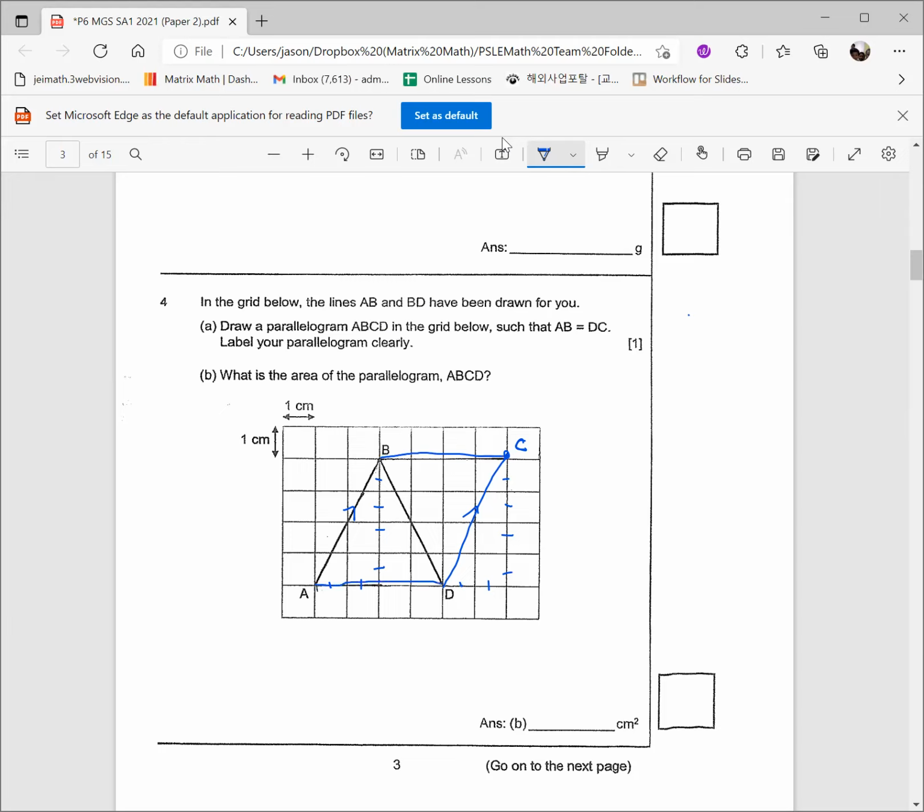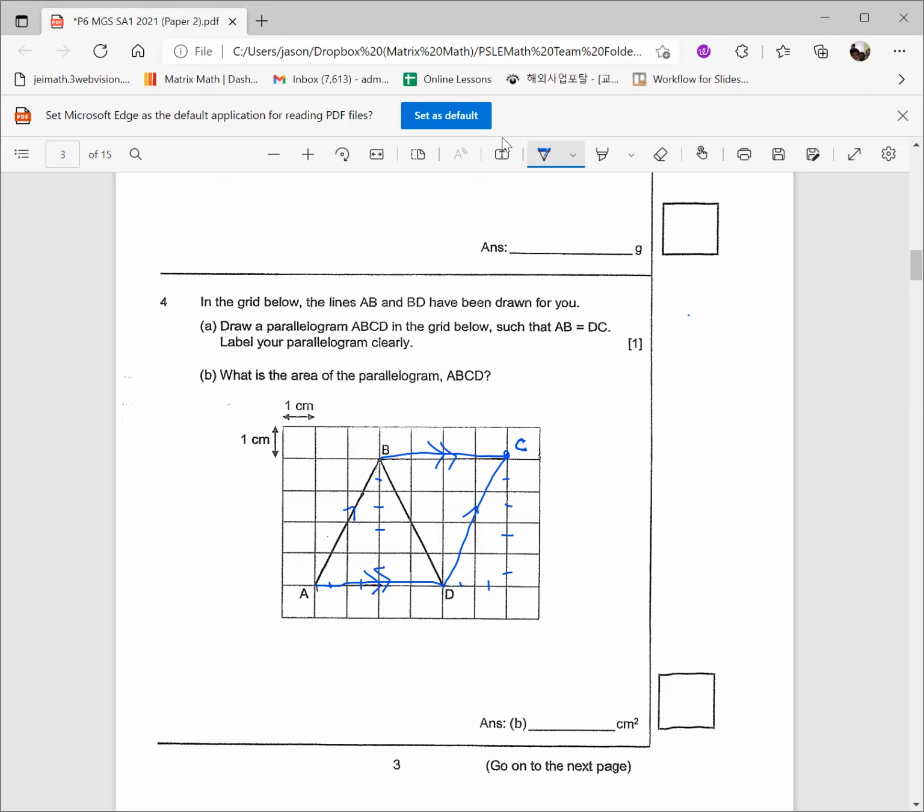So this is a complete parallelogram. If you have a ruler, it will be straight, because I'm drawing on a computer screen, so it's not straight. So this is the parallelogram. So make sure you indicate the parallel lines. Don't just complete with a C. Indicate the arrows in your parallelogram.